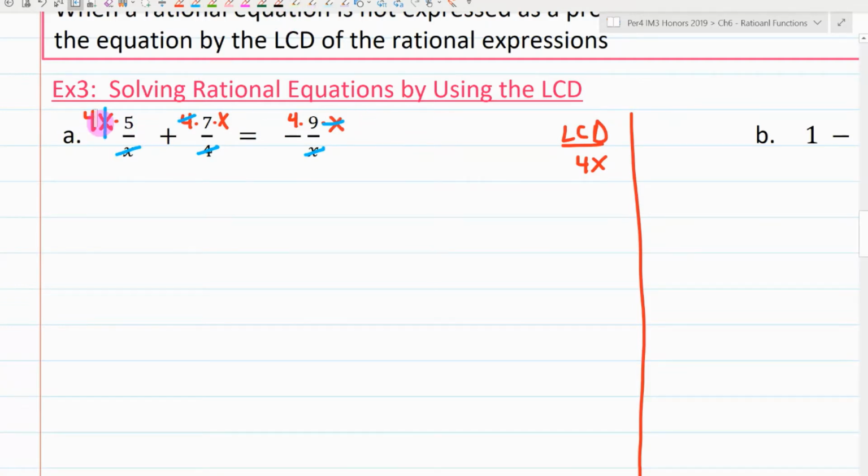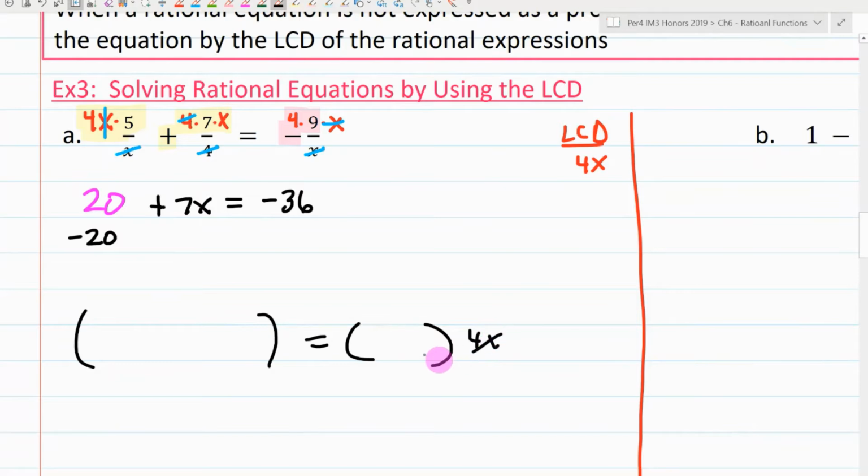So now we have 3 terms. We still have 3 terms. The first term we have is 5 times 4. The second term we have is 7 times x. And then the third term we have is negative 4 times 9. That's it. This entire fraction or rational equation has now turned into something that has no fractions in it. And what we really did is we just multiplied both sides of the equal sign by 4x. That's what we did. Okay.